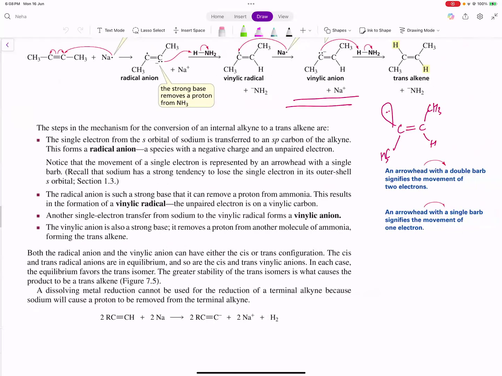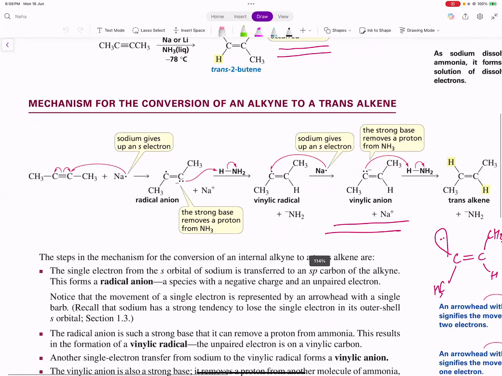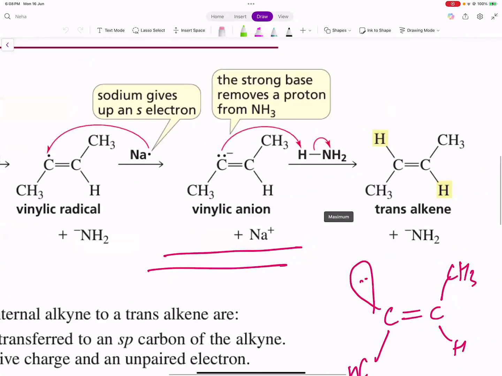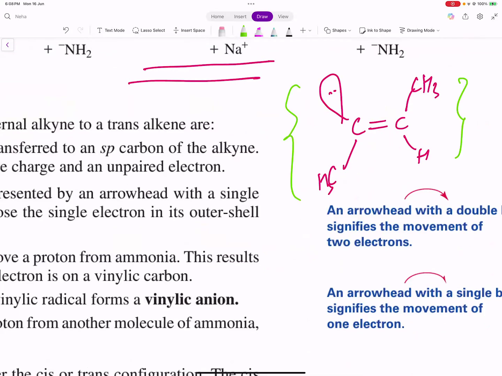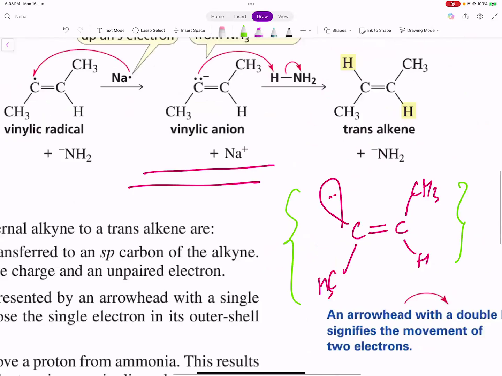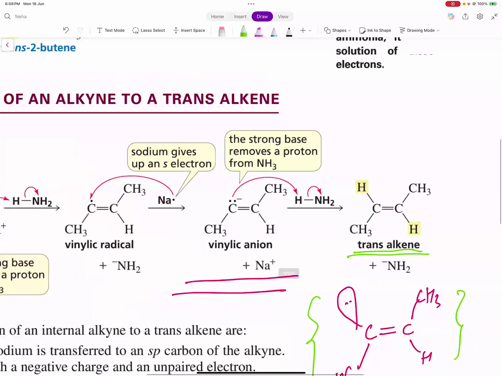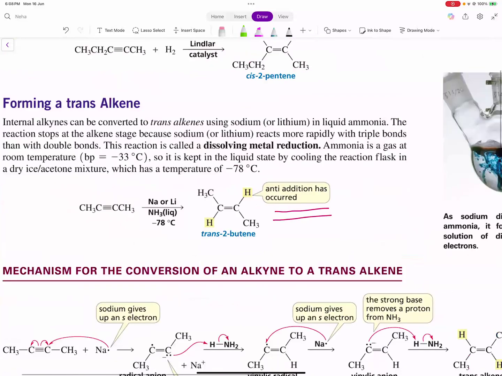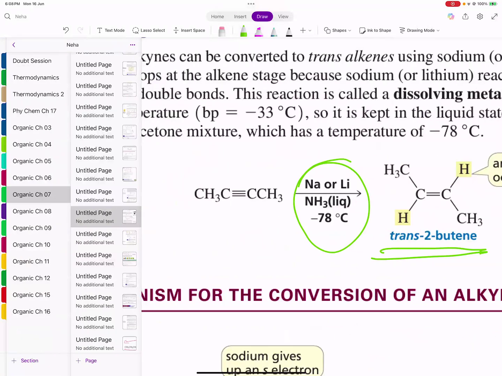See what is happening here. First, sodium will give one electron. We'll get a radical anion. This will pick up a proton. Then a second sodium will give an electron, and now this vinylic anion is trans, like this I've drawn, because the methyl wants to be as far as possible. Now the proton will be picked up, so we get a trans alkene. So when we reduce an alkyne with sodium and liquid ammonia, we get a trans alkene. We have done this in alkenes.